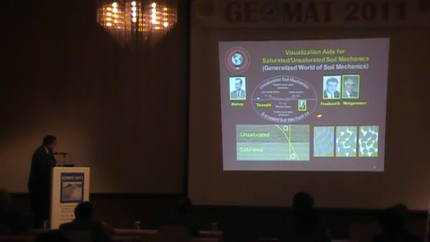Typically, Karl Terzaghi concentrated on saturated soils, but it was Bishop in 1959 who introduced the concept of unsaturated soil mechanics, and for the first time, it was Professor Fredlund and Morgenstern who introduced the concept of unsaturated soil mechanics, introducing the stress state variables, net normal stress and matric suction. Karl Terzaghi used one effective stress equation to explain the engineering behavior of saturated soils, and these people introduced two stress state variables, net normal stress and matric suction.